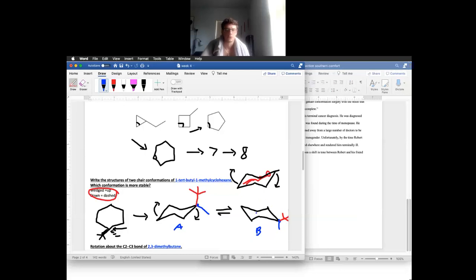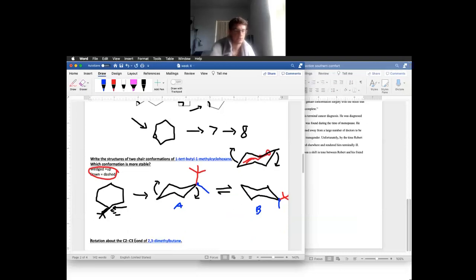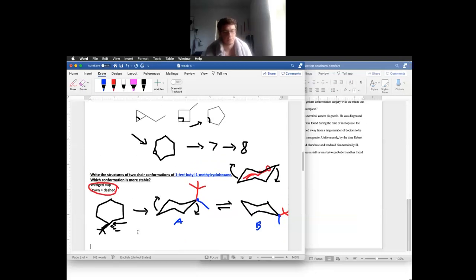It's because the larger group matters, it's not necessarily the atom itself, the atomic number. That's not necessarily the case in terms of stability. It's about the group itself. There's a big electron cloud that takes up a lot of space in comparison to just this one. And the bigger the group, the more stable it is in the equatorial position.